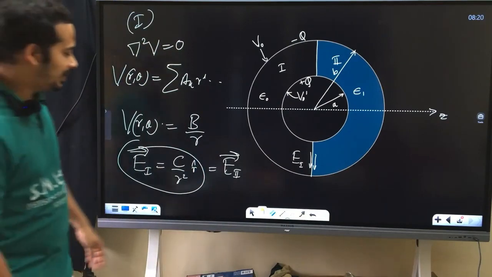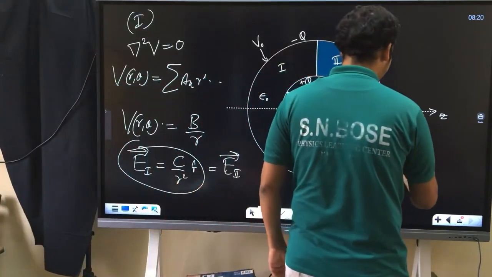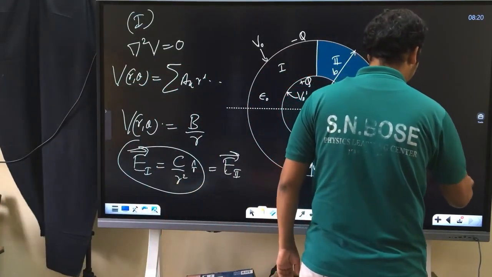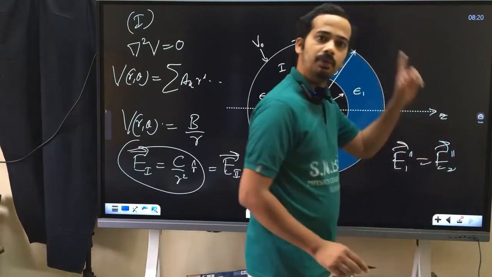E1 parallel is equal to E2 parallel. We have shown this boundary condition.